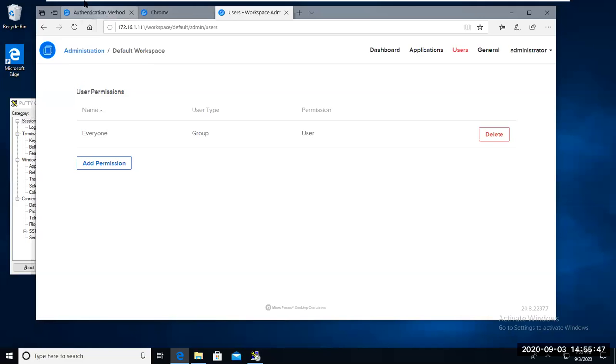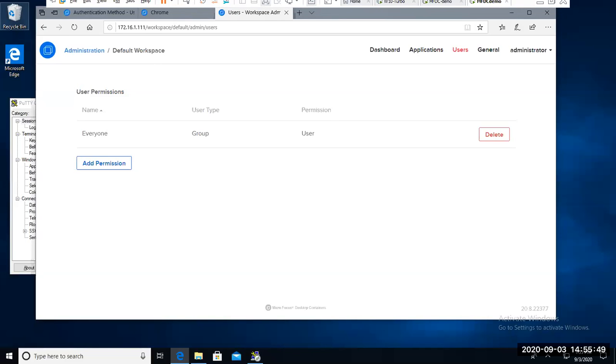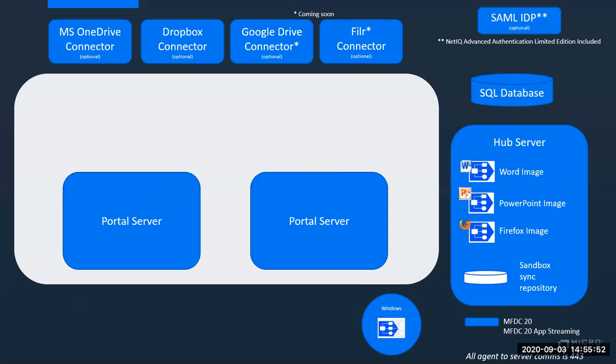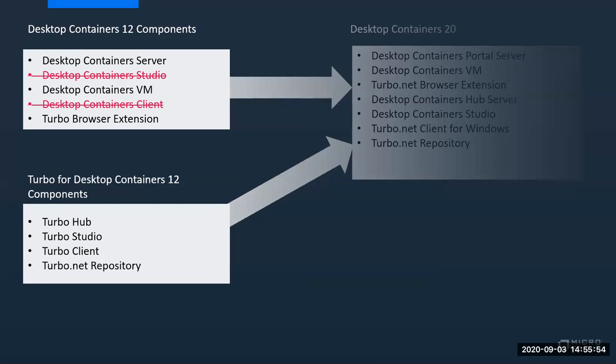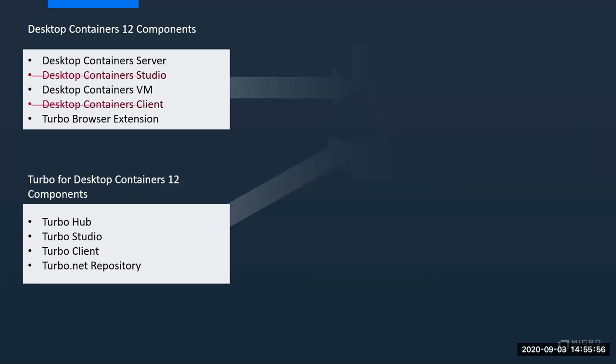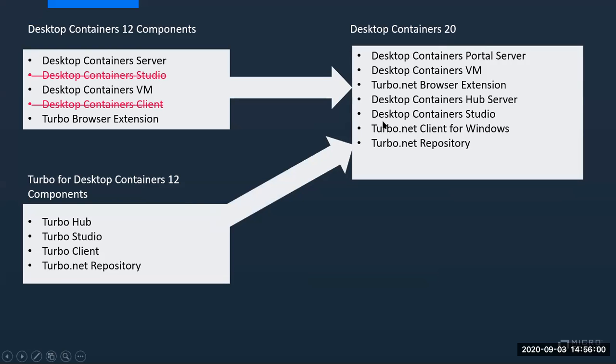So I've shown you this slide a while ago. All of the customers that now have the standard edition of Desktop Containers 12 will all get the Desktop Containers 20 version. There's no additional charge for that because we're adding this library. So if you've got the ZENworks Suite, you would have Desktop Containers as well, or if you've got the standalone component, you've got this as well.